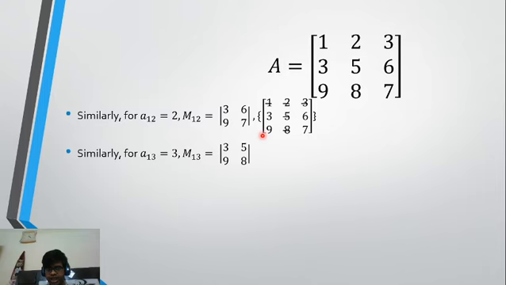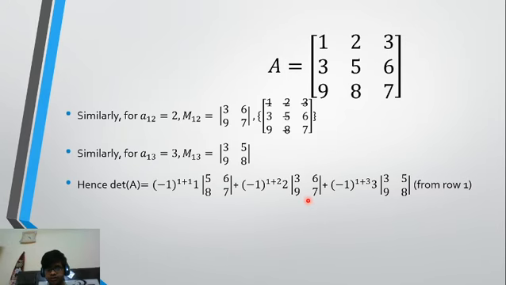A13 is equal to 3, M13 is equal to 3, 9, 5, 8. How? It is represented in the first row and third column. So 3, 9, 5, 8. Right? Hence the determinant of A, what we had given in the definition, is the summation of i equal to 1 to n, j equal to 1 to n.